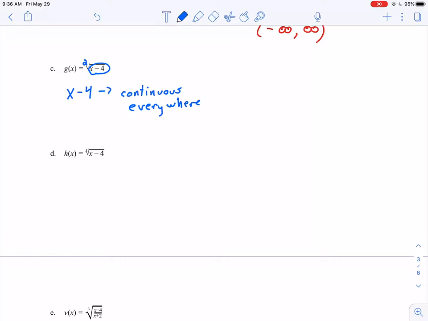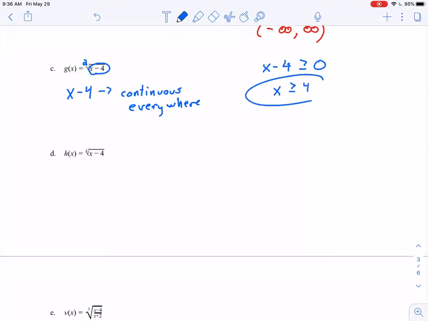What I am worried about is where that inside part, x minus 4, might be negative. So I'm going to say, you know what, I want this x minus 4 to be greater than or equal to 0. And now I just have this little inequality that I can solve. This one's not too bad. X is greater than or equal to 4 if I add 4 to both sides.